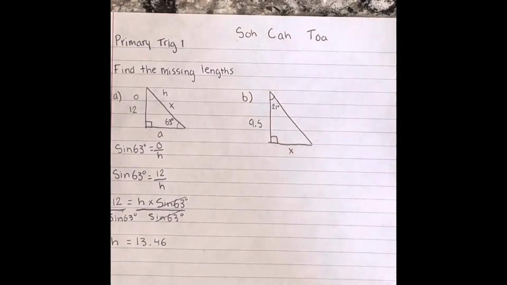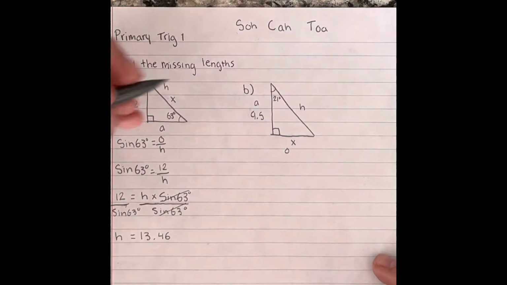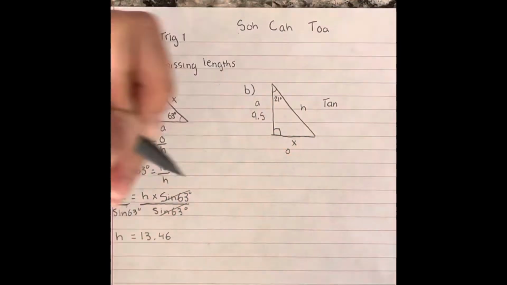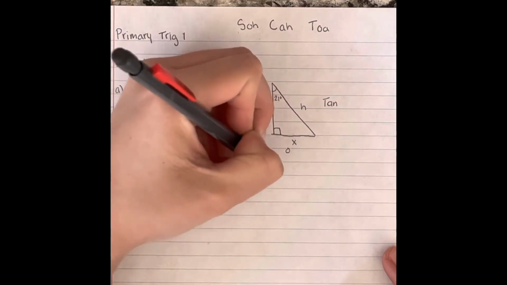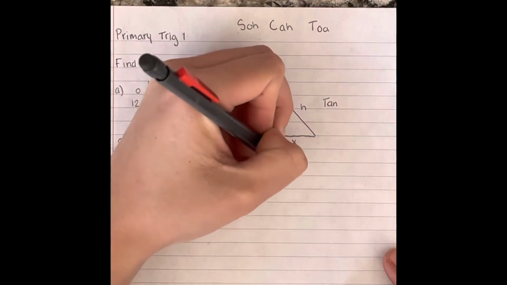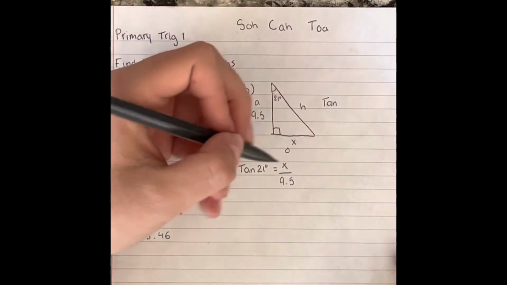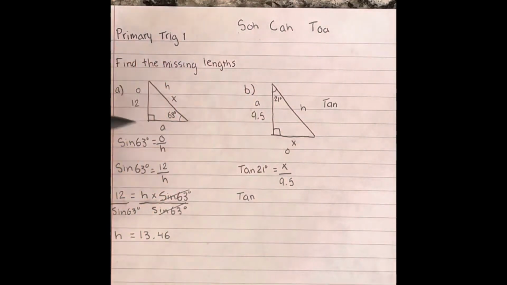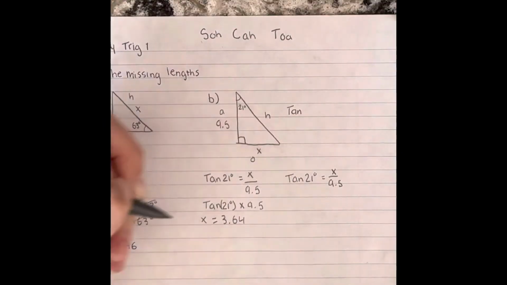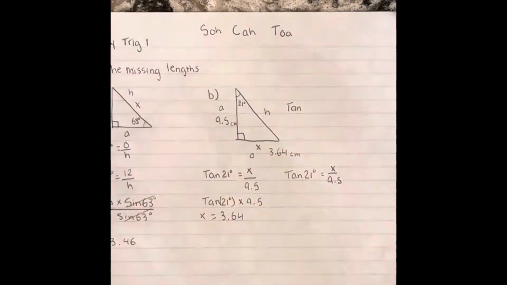For the next missing length, we are trying to find our opposite length because of the given angle that we have. So opposite and adjacent, because we have that length, will be tan, because TOA is opposite and adjacent. Tan 21 equals opposite over adjacent, and we only have our adjacent length, so we're going to write x over 9.5. Plugging that into our calculator, we can see that x is 3.64 centimeters.